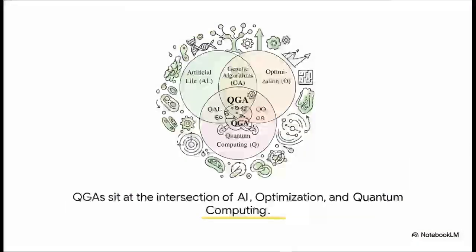So, you take the brilliant blueprint of a genetic algorithm, you combine it with the superpowers of quantum computing, and what do you get? You get the quantum genetic algorithm, or QGA. And as you can see here, it lives right at this amazing intersection of artificial life, optimization, and quantum computing.